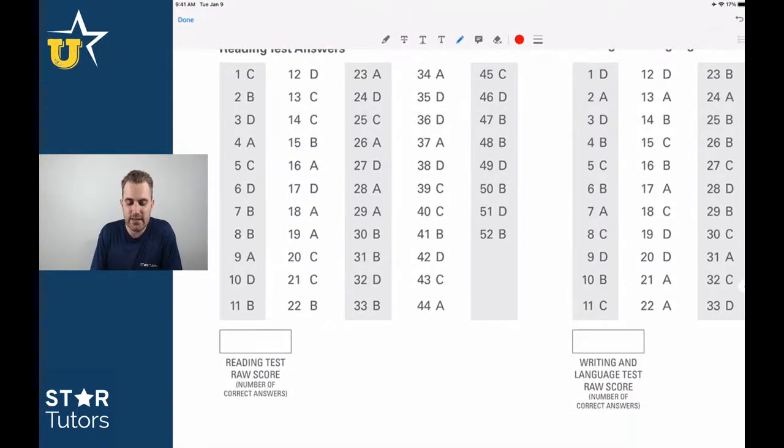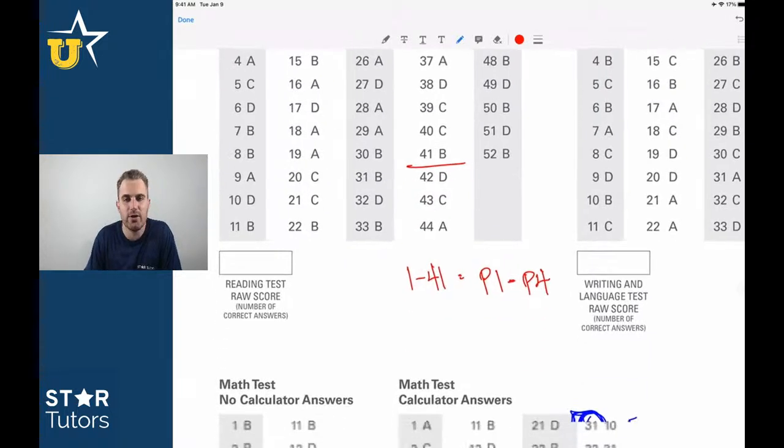What happens if I were to tell you that you answer the first 41 questions right? This is passages, so 1 through 41 equals passage 1 through passage 4. And you can change the order if you want, but 41 questions. And then 41 through 52, right? That's 11 questions. That's passage number 5.